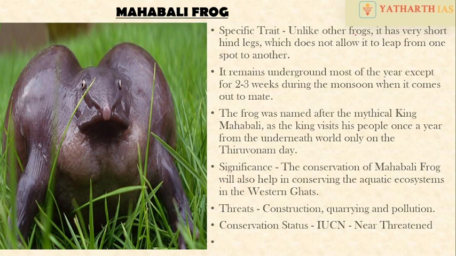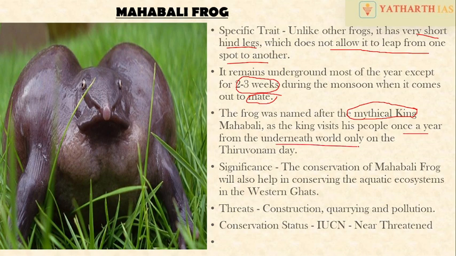Unlike other frogs, it has very short hind legs and that does not allow it to leap from one spot to another. It remains underground most of the year except for 2 to 3 weeks during the monsoon, where it comes out to mate. The frog was named after the mythical king Mahabali, as the king visits his people once a year from the underneath world only on the Thiruonam day.